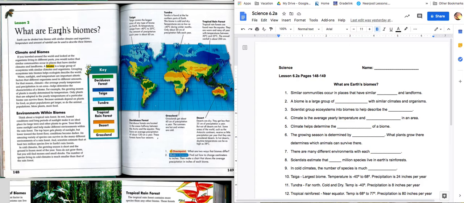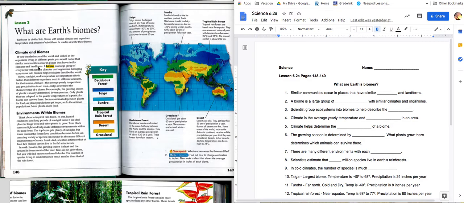We're answering what are Earth's biomes, and it says Earth can be divided into biomes with similar climates and organisms. Temperature and the amount of rainfall can be used to describe these biomes. So we're going to talk about in the introduction today the 6 biomes that we're going to talk of in our science book, and then we'll go through each individual one in some pretty good detail. If you traveled around the world and looked at the organisms living in different parts, you would notice that similar communities occur in places that have similar climates and landforms.